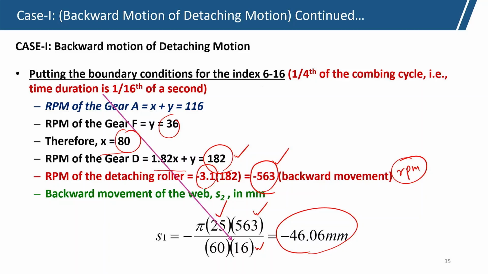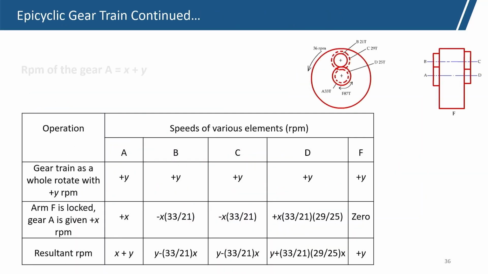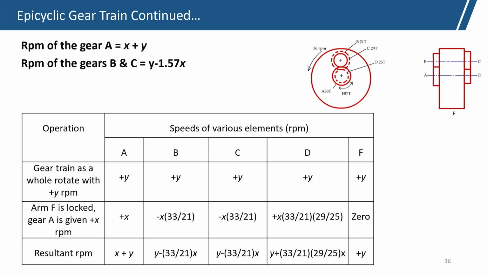Okay, 1/16th of second. Now, you can see x plus y for gear A, and RPM of gear B and C becomes y minus 1.57 x, RPM of gear D we have already seen, and RPM of gear F will be y.